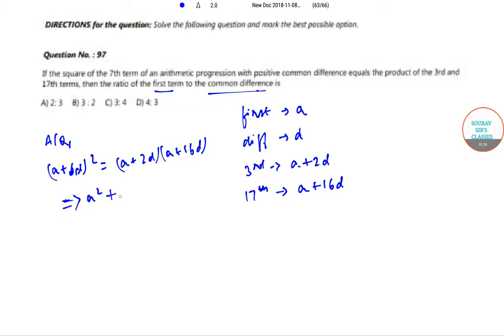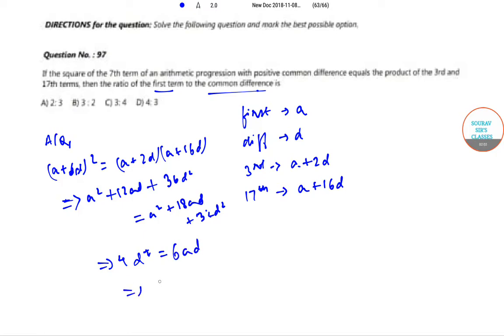a squared plus 12ad plus 36d squared is equal to a squared plus 18ad plus 32d squared. From this we get 4d squared is equal to 6ad. So a by d is equal to 2 by 3. It is option A.